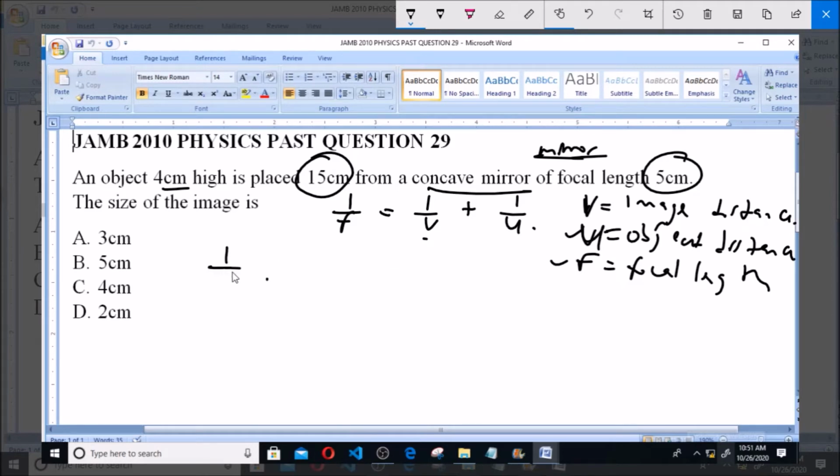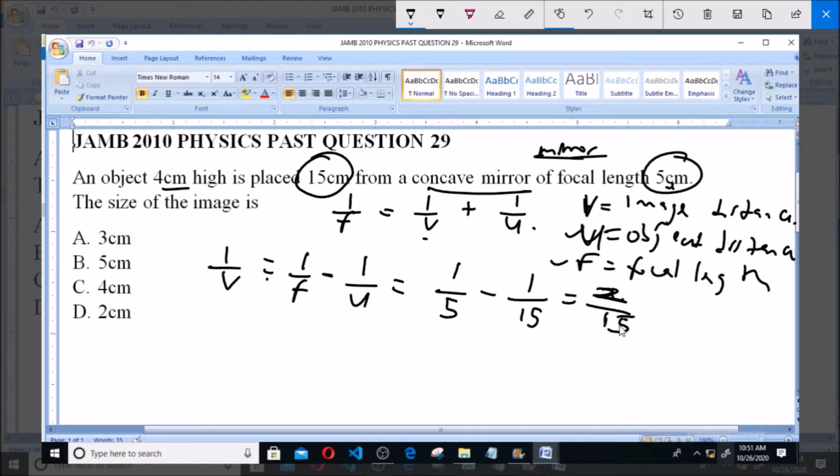Now 1 over v will be equal to 1 over f minus 1 over u, and that is equal to 1 over 5, the focal length, minus 1 over u, the object distance, which is 15. If you solve this, find the LCM and subtract, that will give you 2 over 15.